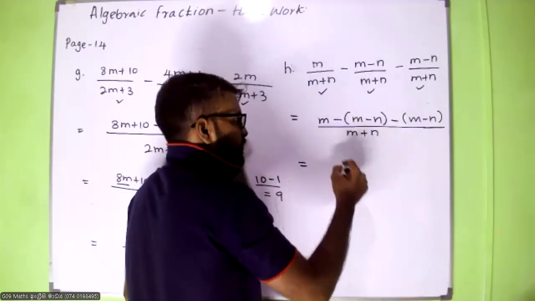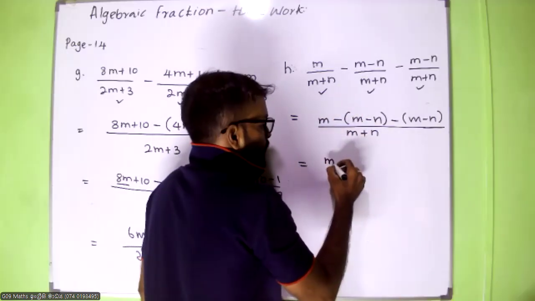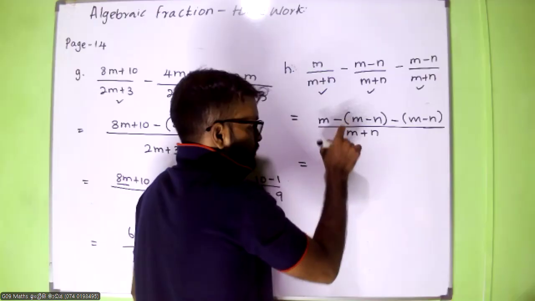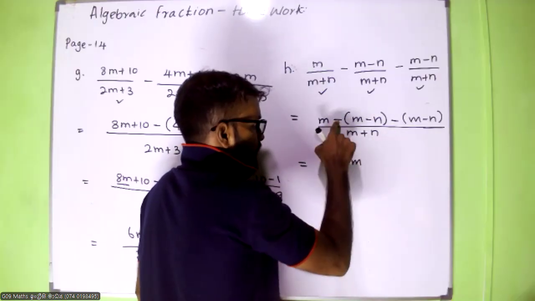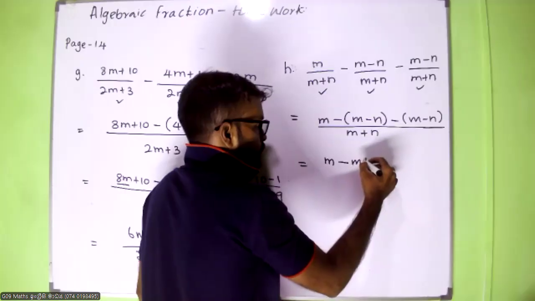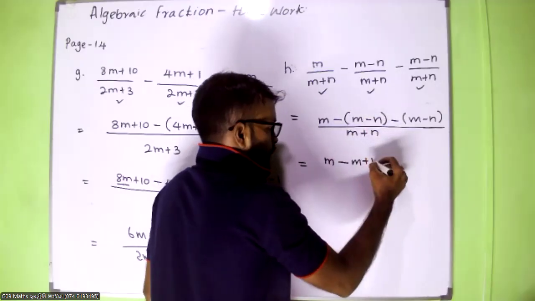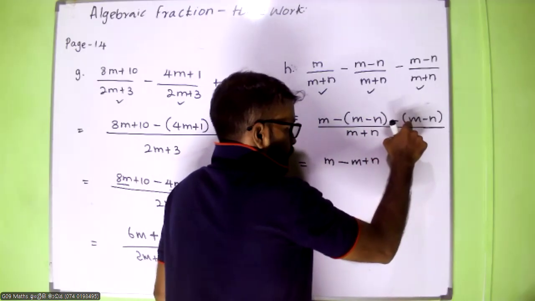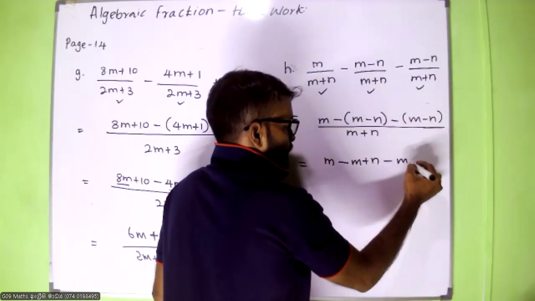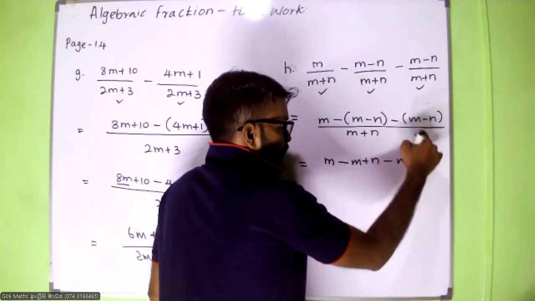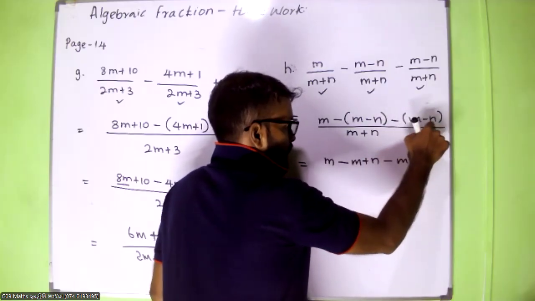Equal mark. Simplify. Here you have m. Negative into positive, negative 1 times m, m. Negative into negative, positive 1 times n, n. Negative into positive, negative 1 times m, m. Negative into negative, positive 1 times n, n.